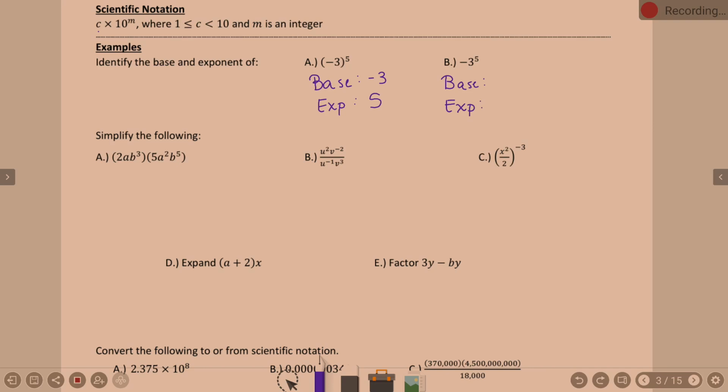3. The base is technically only the 3 because there's no parentheses. What's the exponent? 5. Now, mathematically, do these give me the same answer? No. Actually, in this case, it does. Would it always give me the same answer, depending on what you have in there?